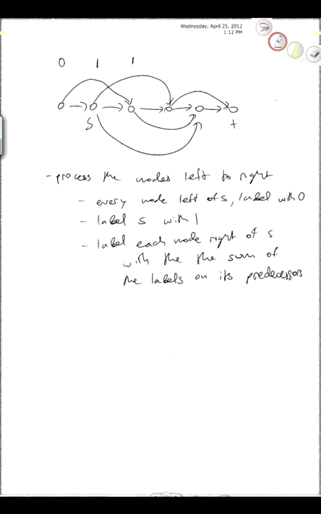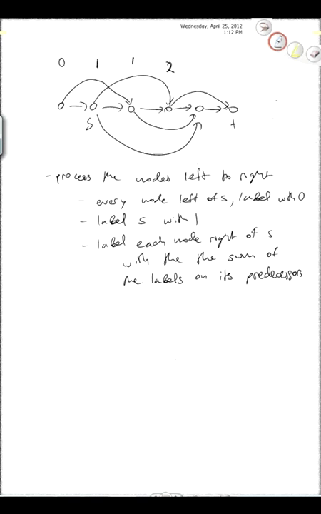So what about this next node? How many paths start at S and end here? Well, the path could end with this edge, in which case we'd have to get here, and there's one way of getting to this node. So we're getting a 1 from this edge, and we're getting another 1 from this edge because the path could end with this edge, and there was one way of getting to the node before that. So we have a label of 2 for that node.